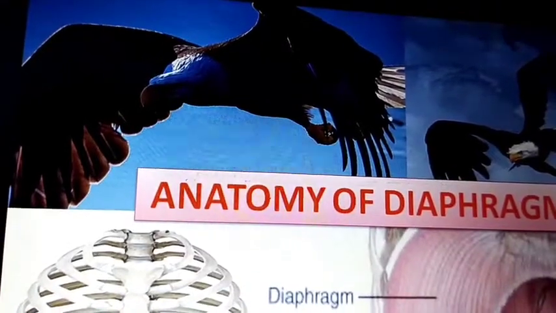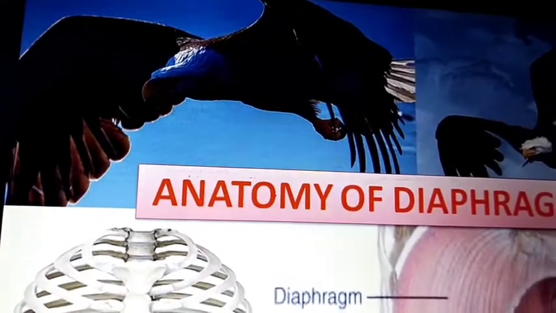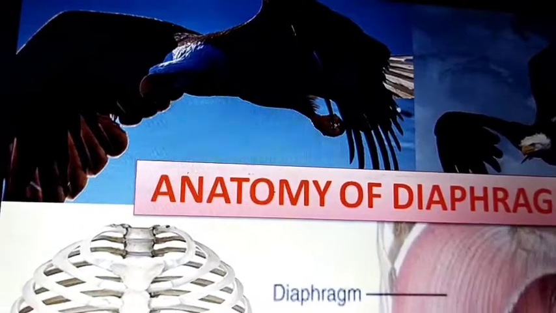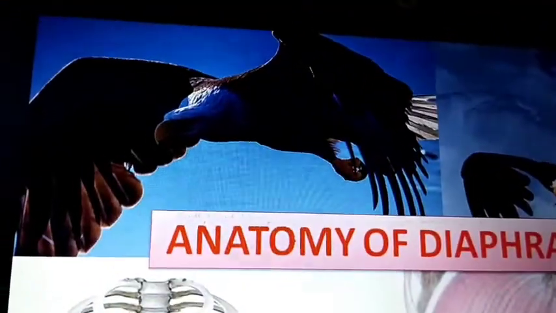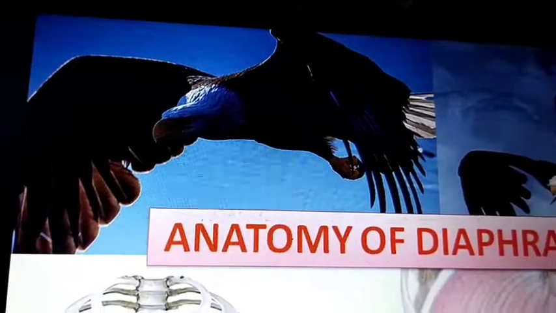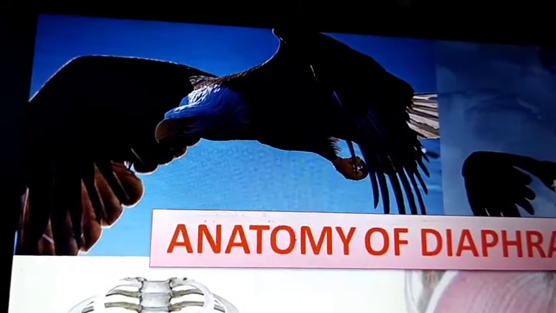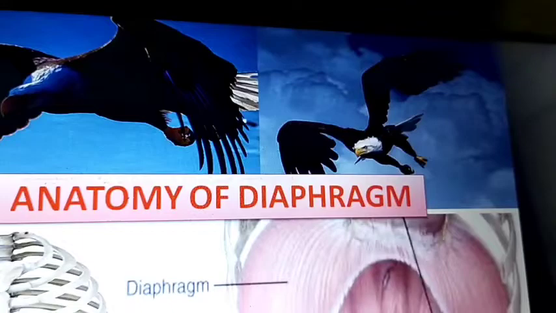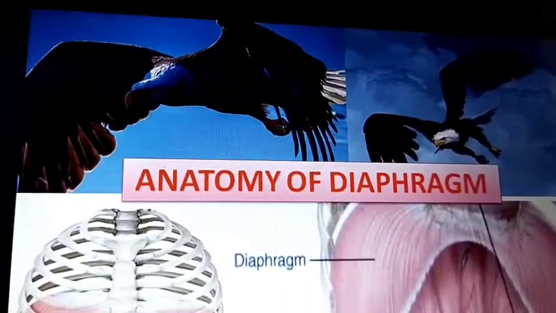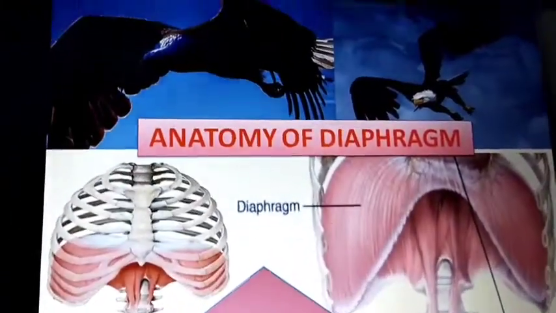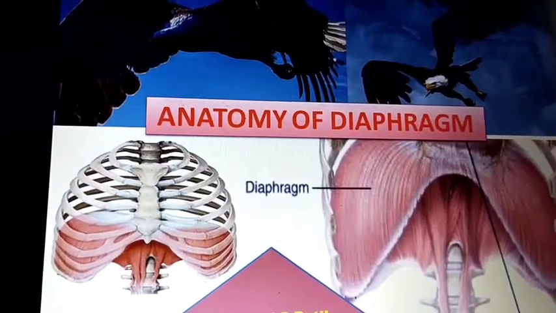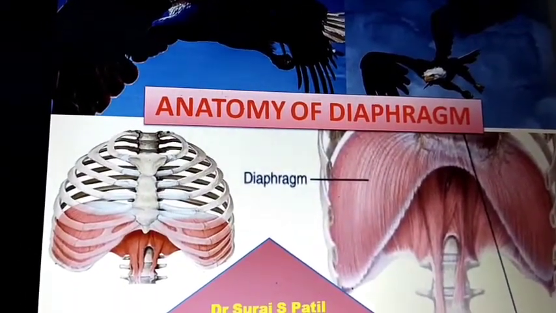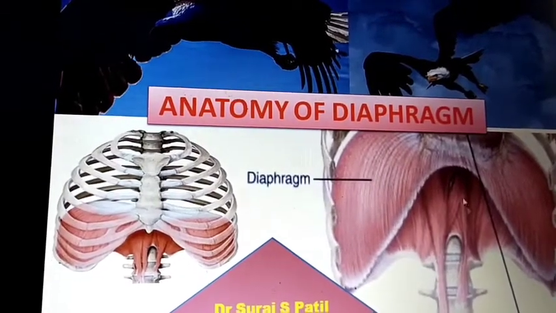First of all, the diaphragm is a fibromuscular structure. First you can see in this picture, I will put the picture of flying eagles and what the wings of an eagle look like. In that same way the diaphragm is also arranged in the body, in the thorax. It separates the thorax and abdomen.